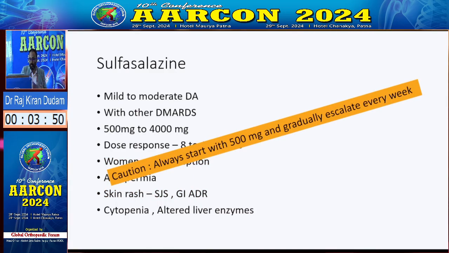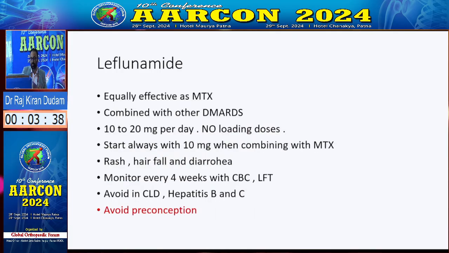And the most important thing one has to remember is always go low with sulfasalazine. Start with lower doses like 500, and you can escalate up to 3 to 4 grams, increasing gradually so that the toxicity risk can be minimized.